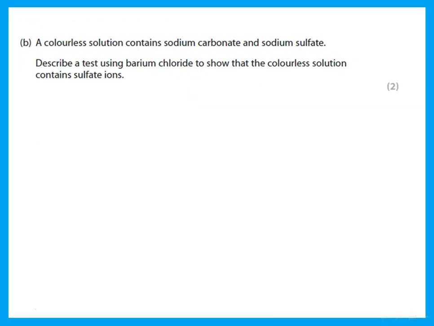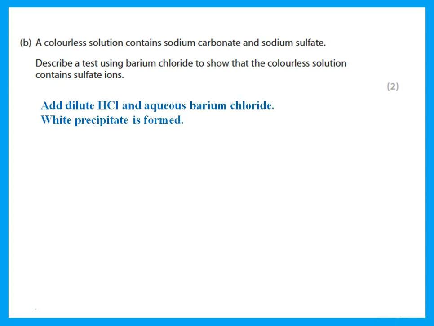A colorless solution contains sodium carbonate and sodium sulfate. Describe a test using barium chloride to show that the colorless solution contains sulfate ions. So basically, he's telling you to describe the test for sulfate. What is the test for sulfate?